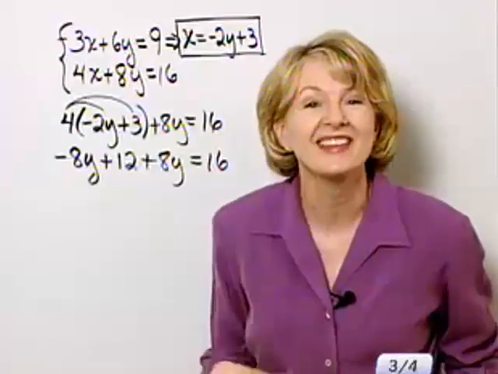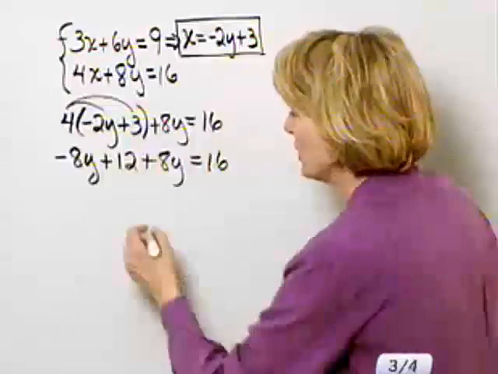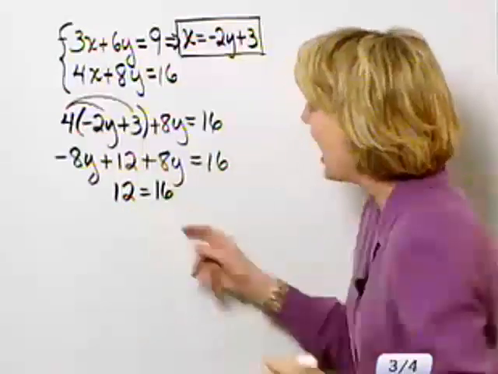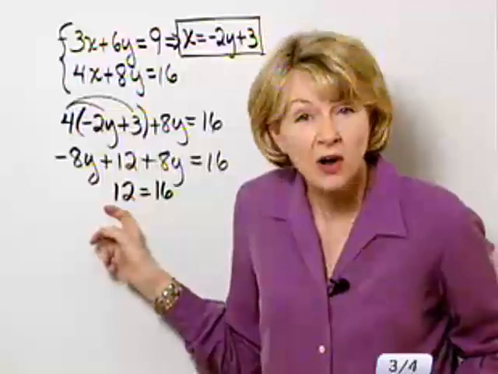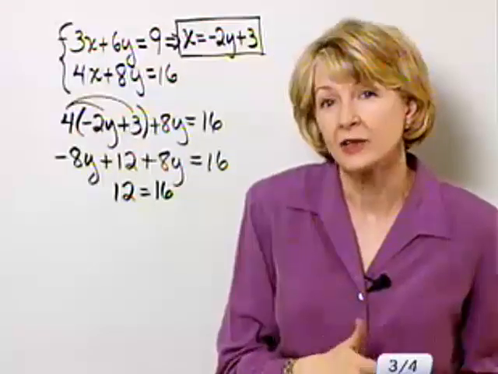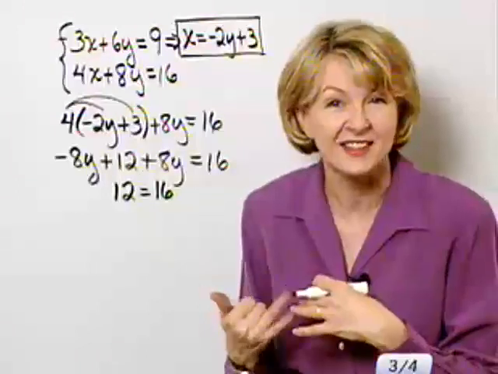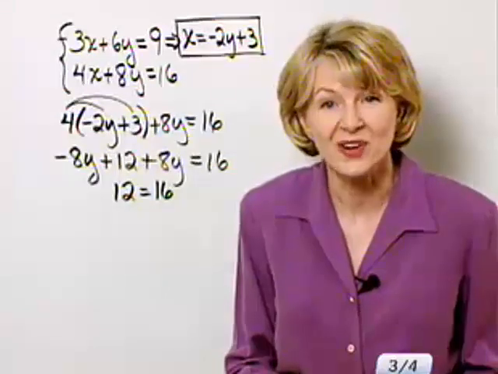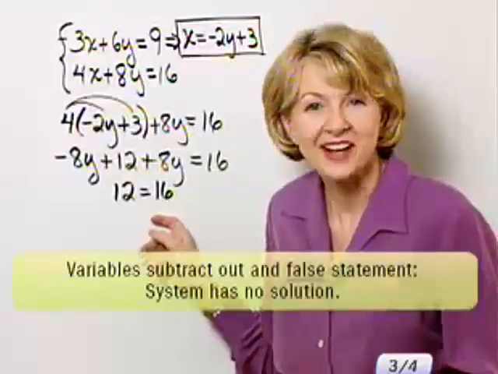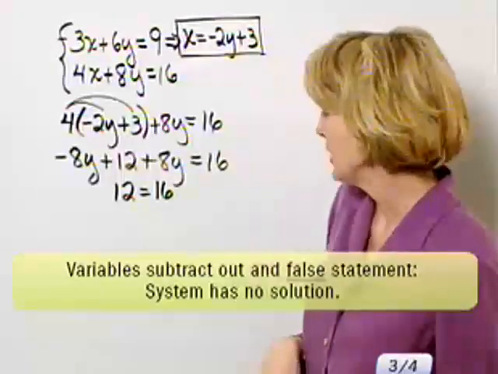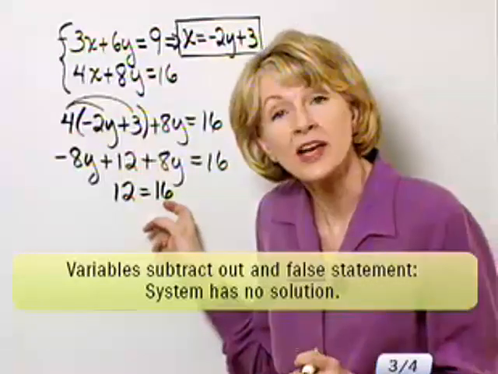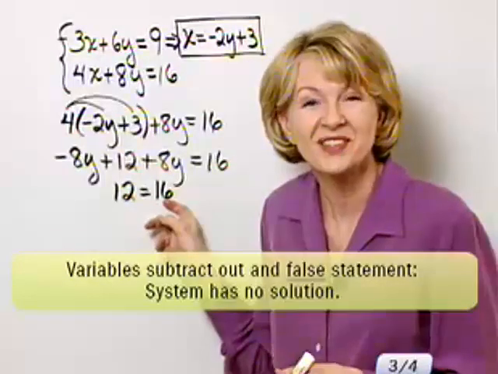-8y plus 8y, that's 0y or 0, and all the variable terms subtract out. I end up with a false statement. Now, what did that mean when we were solving linear equations? Not systems, but linear equations in one variable. If we ended up with all variable terms subtracting out and a false equation or a false statement, that meant the original equation had no solution.